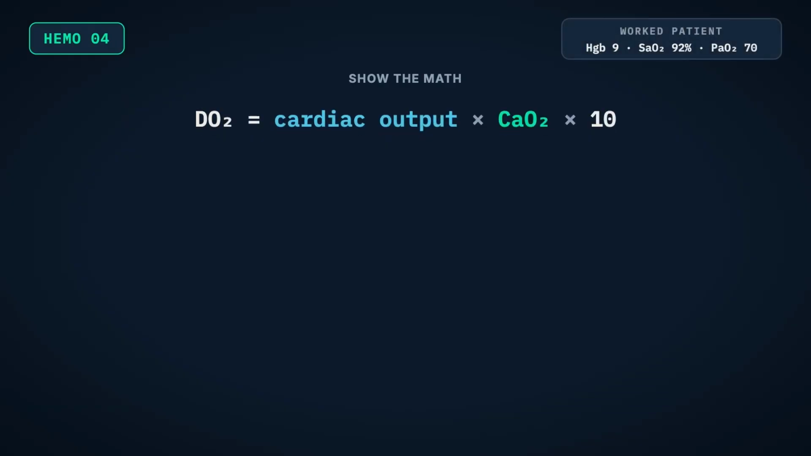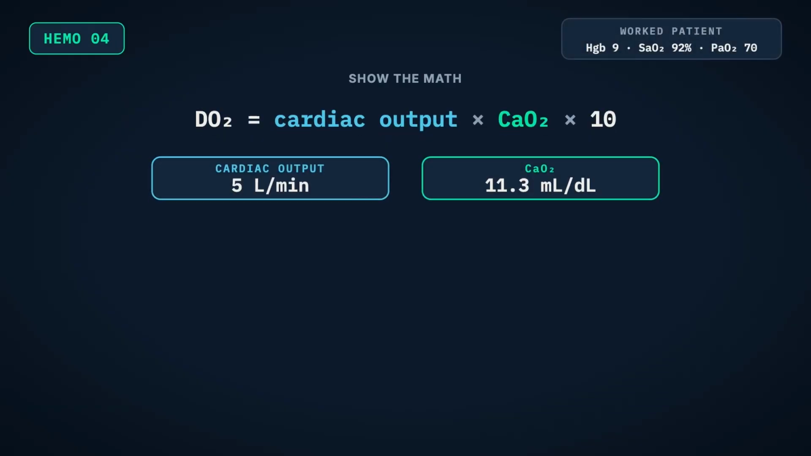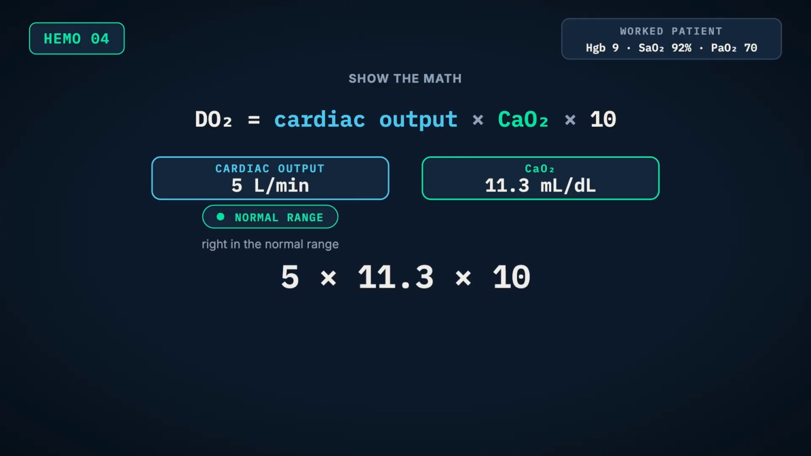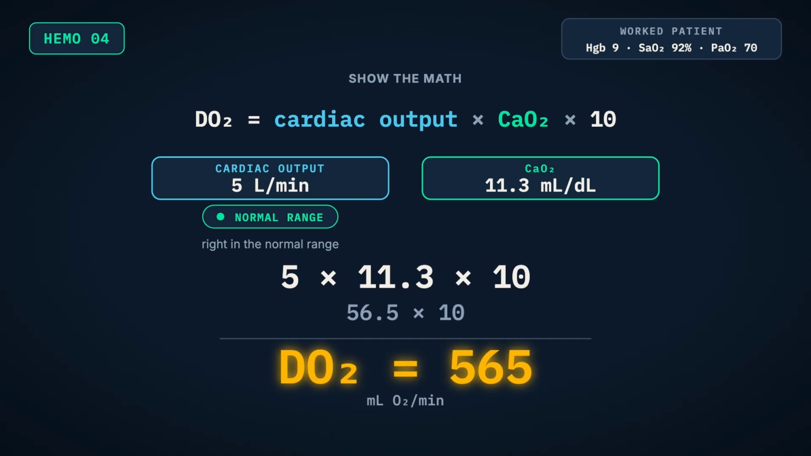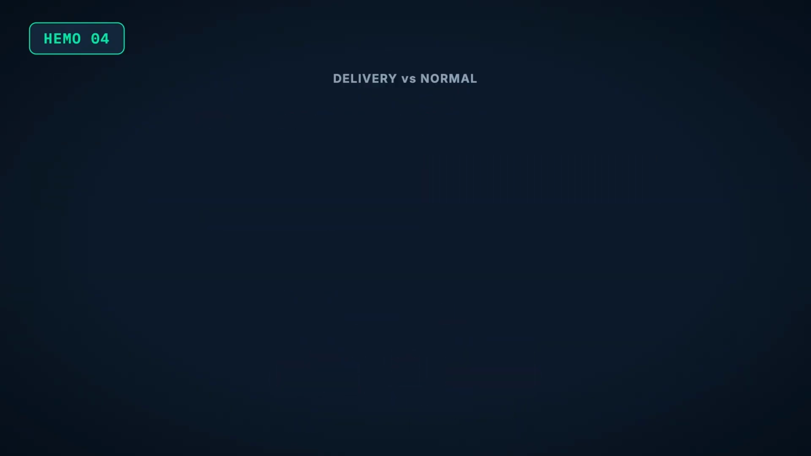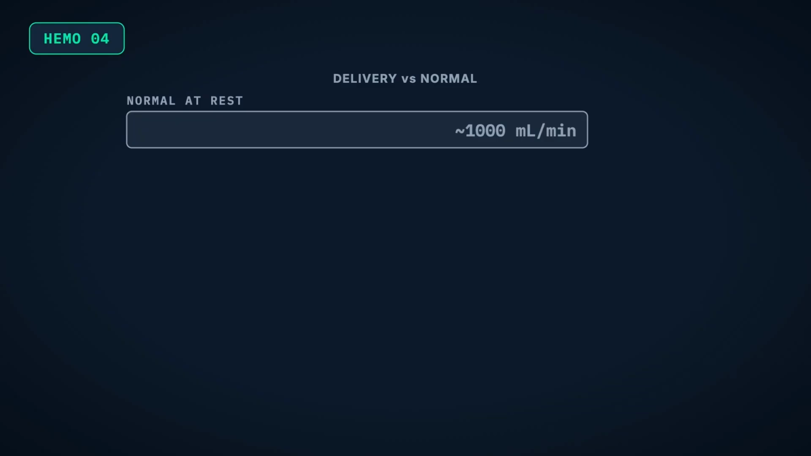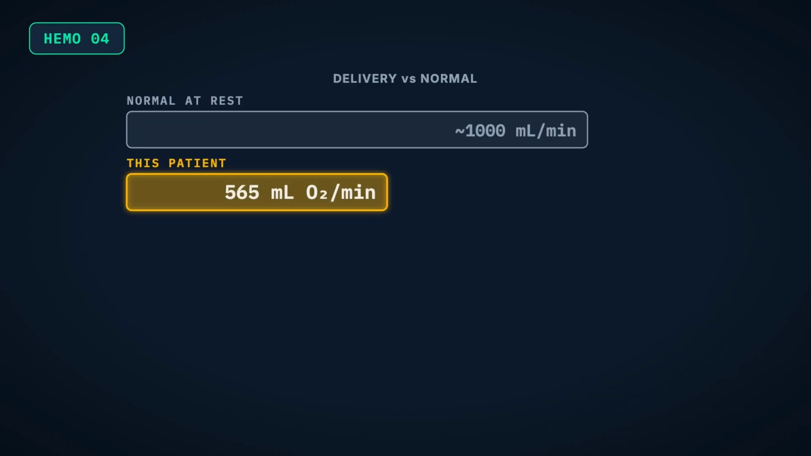For the hemoglobin 9 patient, CaO₂, 11.3. Let's say the pump is completely fine, cardiac output 5 liters a minute, right in the normal range. 5 times 11.3 is 56.5 times 10. DO₂ is 565 milliliters of oxygen per minute. Normal DO₂ at rest runs around 1,000 milliliters per minute. That patient is at 565, a 43% drop.